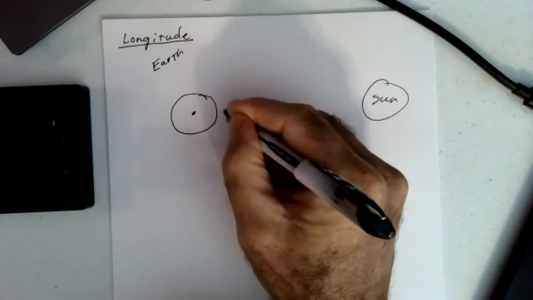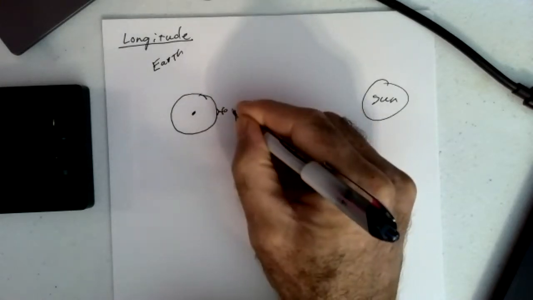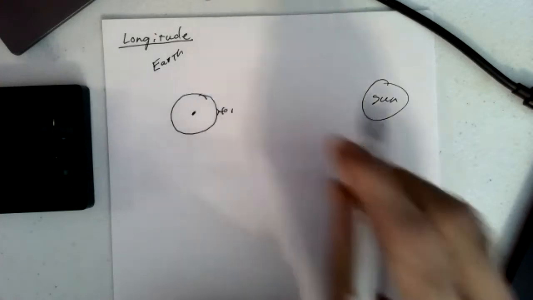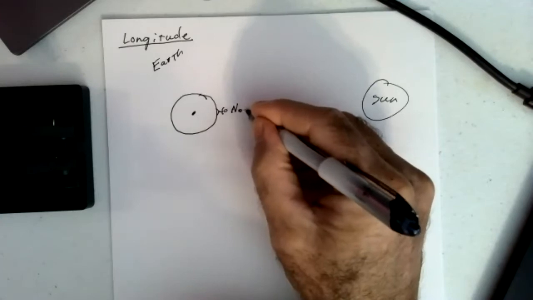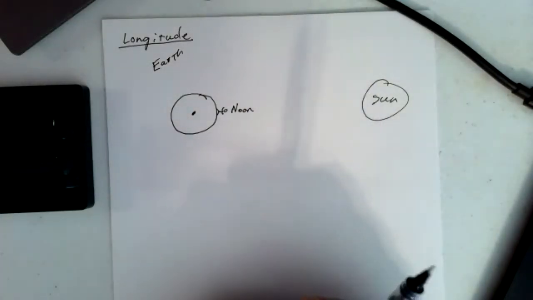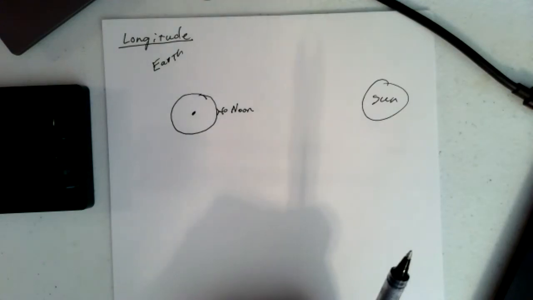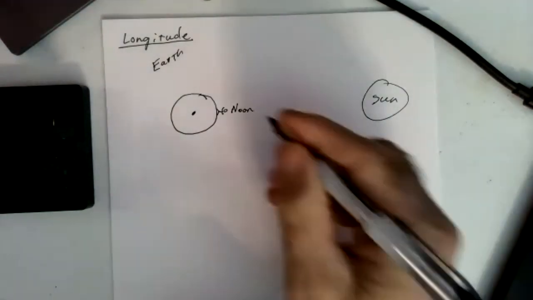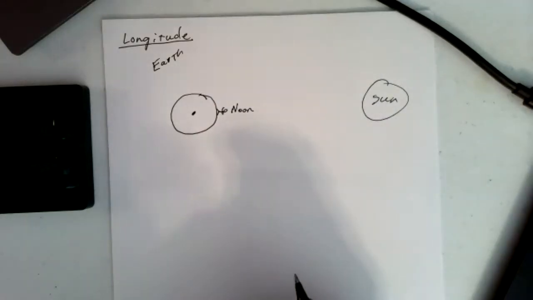And when Herb is over here, then the time is noon. When it's noon over here, it's noon because here's Herb, and the sun is directly over his head or on the meridian, so that would be noon.